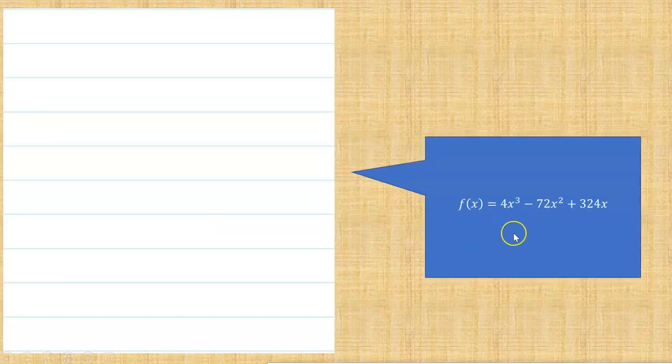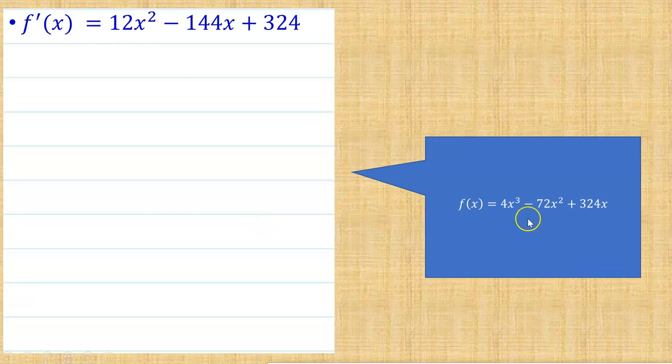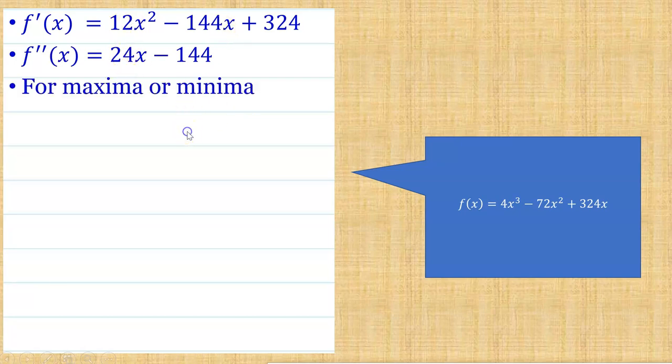Now we'll find the derivative of this. f of x is equal to 4x cube minus 72x square plus 324x. Now the derivative of 4x cube is 12x square, minus 72x square gives minus 144x, and the derivative of x is 1, and therefore it is only 324. Now f double dash of x, again a derivative, is 24x minus 144.